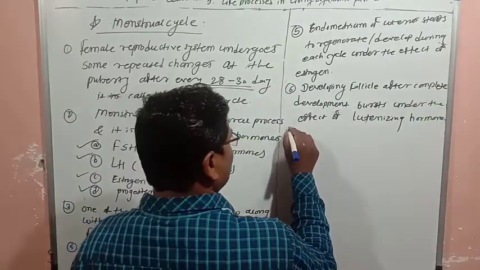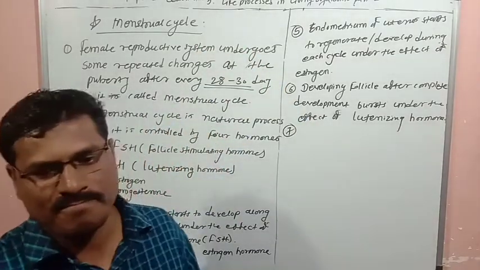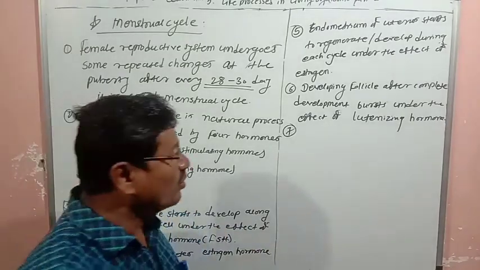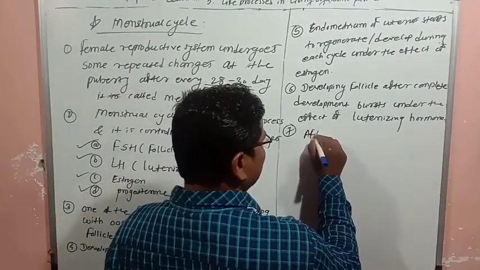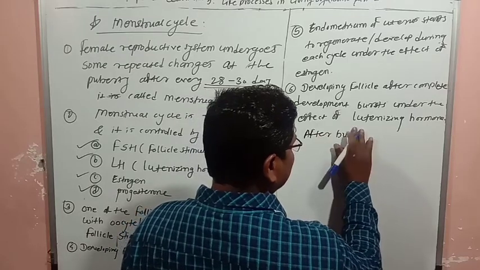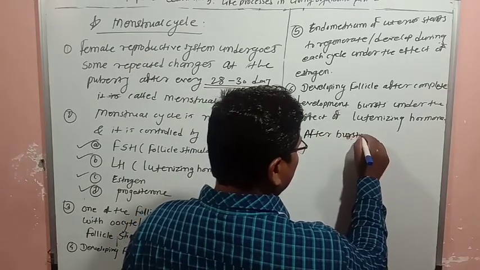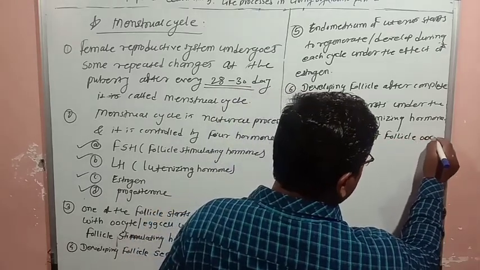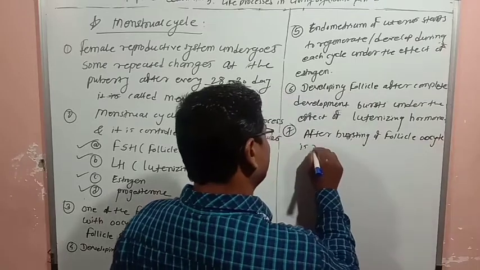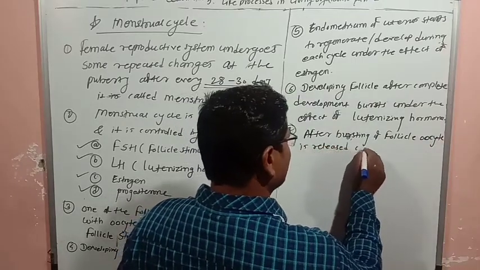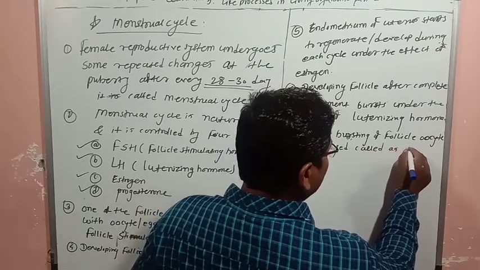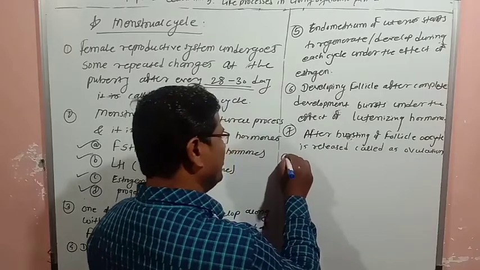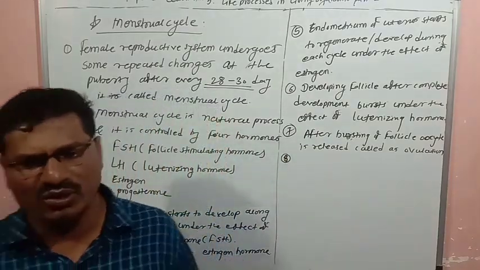Then next, seventh point is there. After bursting of the follicle, the oocyte is released, and it is called ovulation.